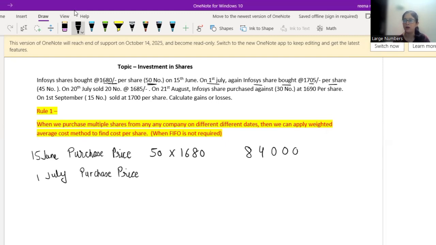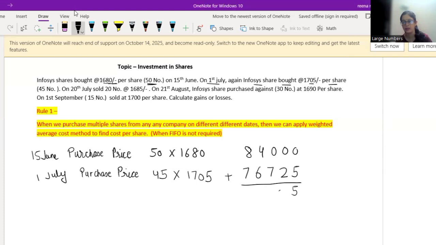Now we want to find out how much we paid to the company. So let's check how many shares we purchased this time. We purchased 45 shares and the price of one share is 1,705. So how much did we pay to the company this time? This time we paid 76,725 to the company. So let's find out how much investment we have made in the shares till now. This much is the total investment we have made till now.